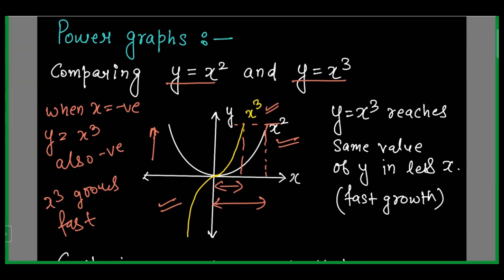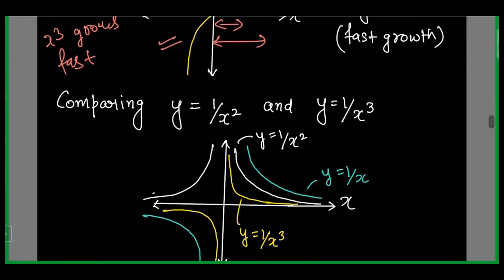So whenever you need to compare x square and x cube graphs, number one is the x cube graph will also go towards the negative y axis. And number two is your x cube graph will grow very fast in comparison with the x square graph. Okay, let's compare more graphs.